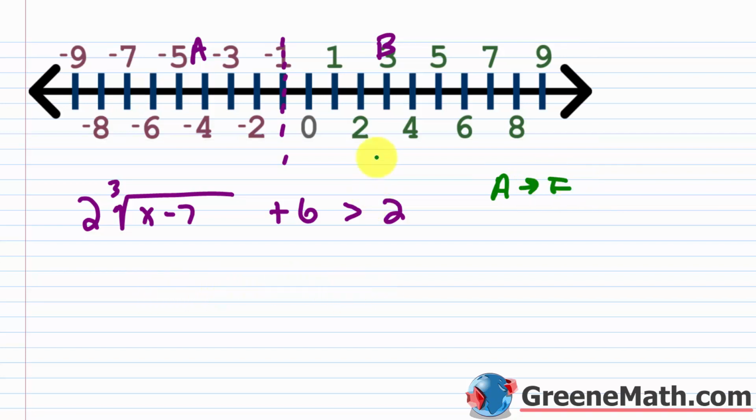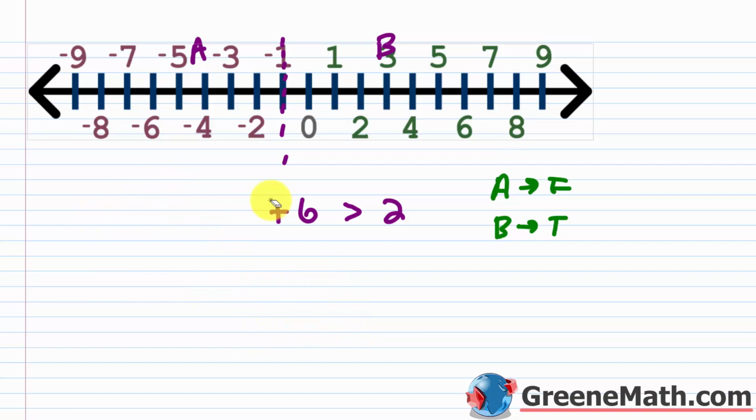Let's choose 8. I'll plug in an 8 there. 8 minus 7 is 1. Cube root of 1 is 1. So 2 times 1 is 2. Plus 6 is greater than 2. You get 8 is greater than 2, which is true. So for interval B, it's true. Anything larger than negative 1 would work. So we can say our solution here is that x is greater than negative 1.